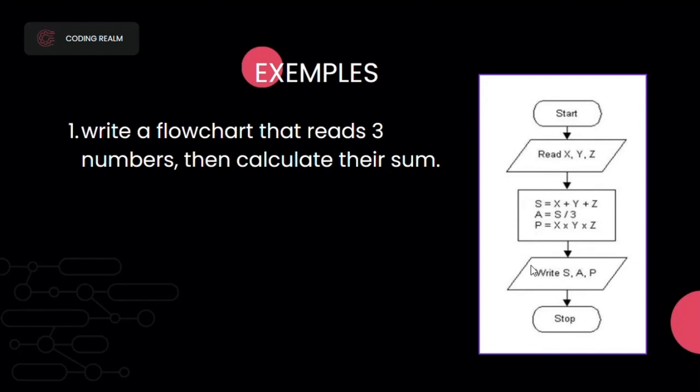Next step, display the sum on the screen. I need to use also the parallelogram because it's an output. And finally, stop or end. It means my program is terminated. This is the flowchart to calculate the sum of three numbers x, y, and z.